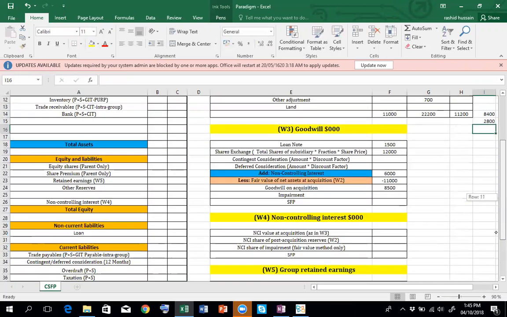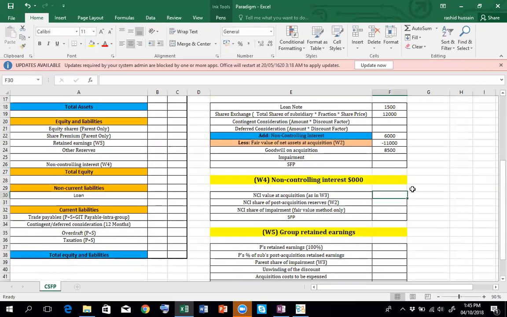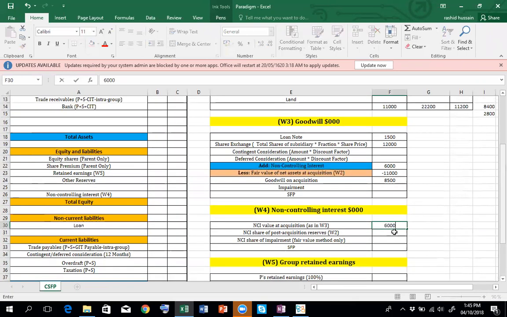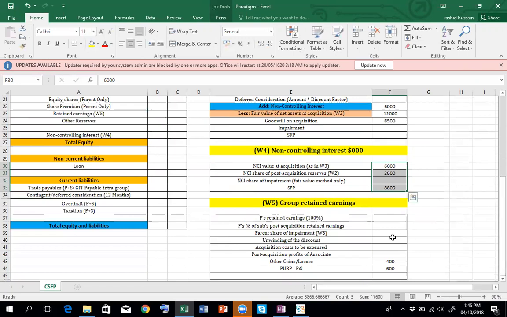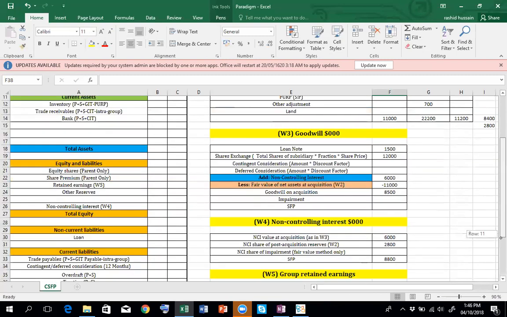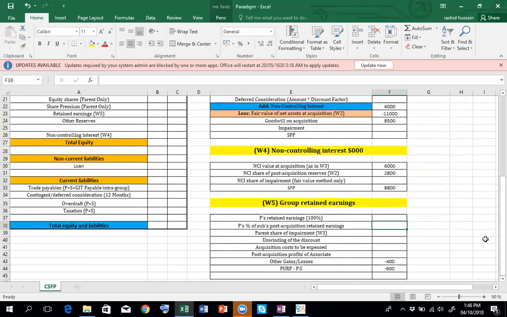So let's add it. First of all, the NCI value at acquisition was 6,000, and the post acquisition share is 2,800. We can finalize it now. It gives you 8,800. Then you have, okay, the parent's gain, which was 8,400. The unrealized profit, we already put that, which was 600.